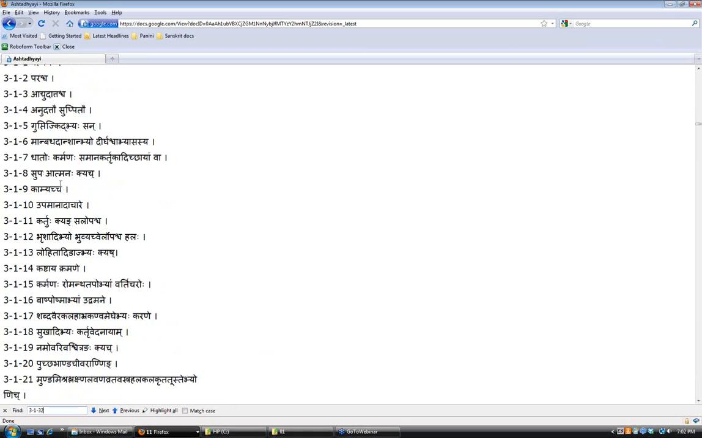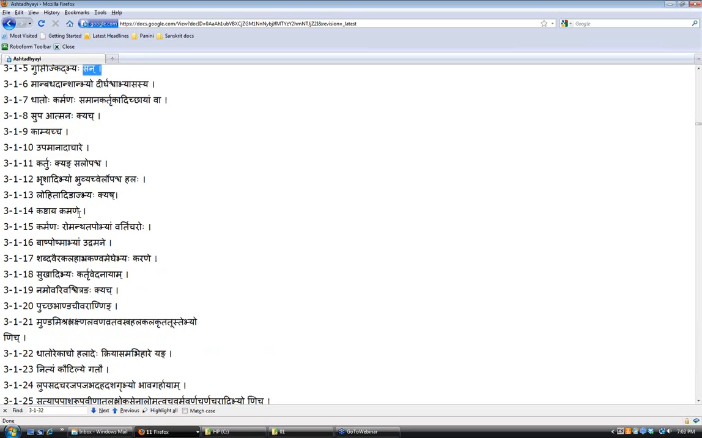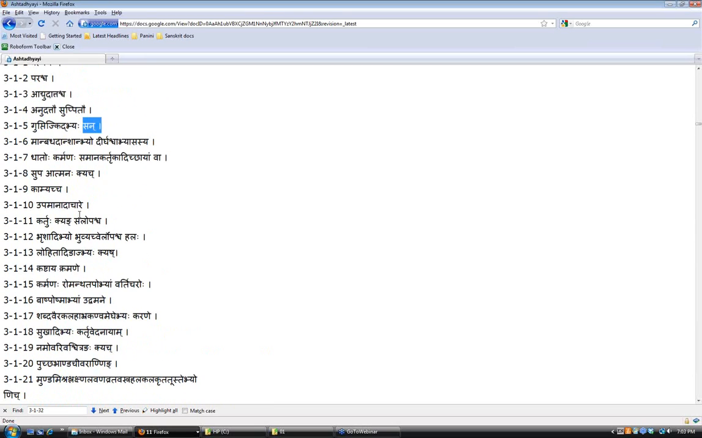It's only from this 3.1.5, Gupti-kidbhyah san, all the way up. So that is where the sanadi starts from, san adi. So san starts from here, and then down to, of course, the yan and the others. So the one we have seen, we saw some namadhatavaha. I think we saw them earlier. We might see them later. And actually in the book, the namadhatus, let me see. I don't think we have seen namadhatus yet.